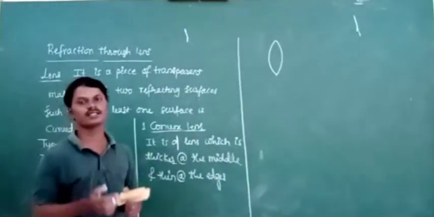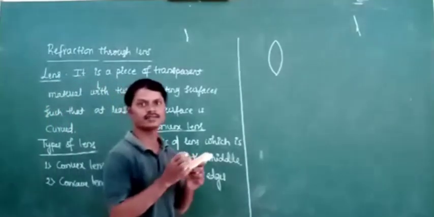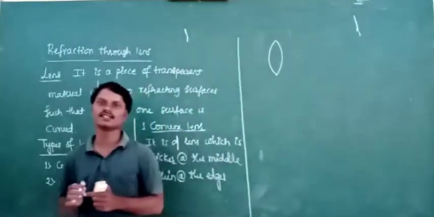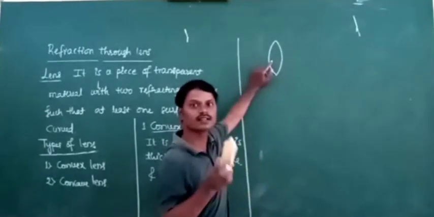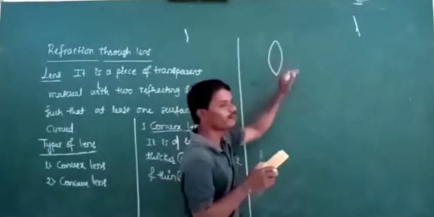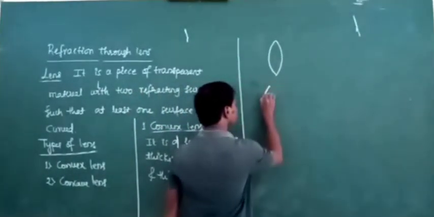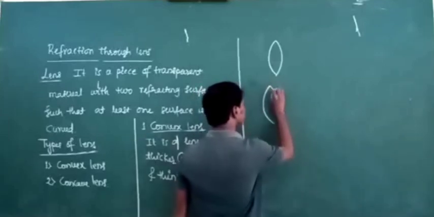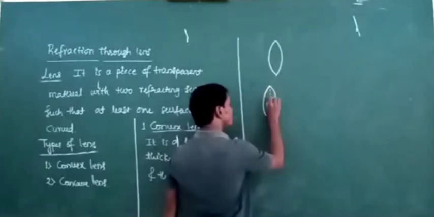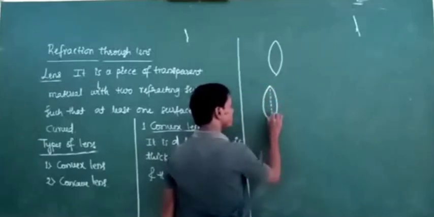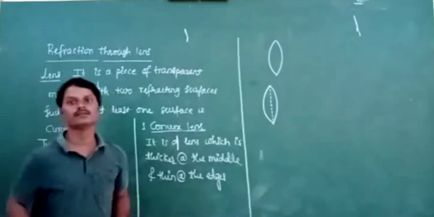Okay. Again, there are some types of convex lens. What are those? That is biconvex lens, equiconvex lens, and planoconvex lens. What is biconvex lens here? It is a convex lens with two refracting surfaces. They are curved, and these two curved surfaces have different radii of curvature. See, how many curved surfaces are there? Both surfaces are curved here. That is why it is called biconvex lens, because two surfaces are curved.